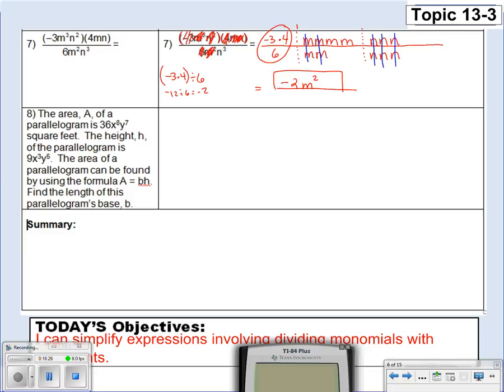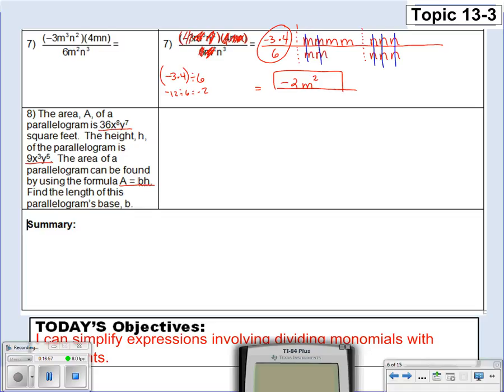The last thing that you're going to see is problems, various different ways in which they ask you about division. So number 8 is actually a word problem, which is another way of telling you, I need you to do a division problem. We have the area given with a parallelogram, and that area is given as 36x to the 8th, y to the 7th. The height is also given for this parallelogram, 9x cubed, y to the 5th.